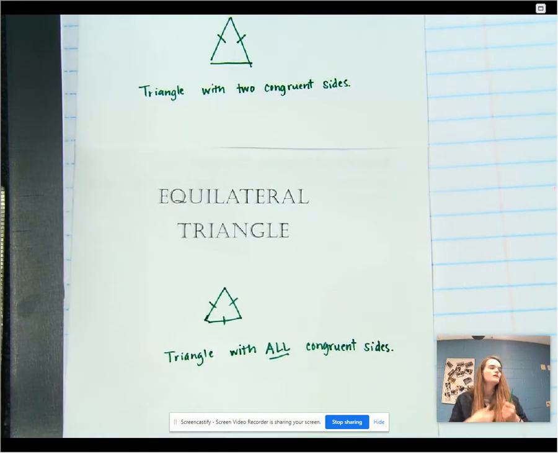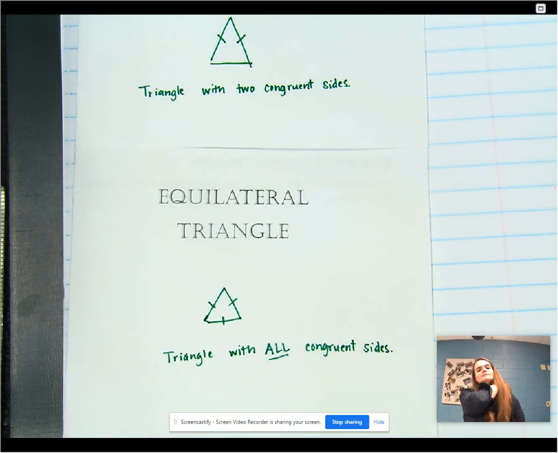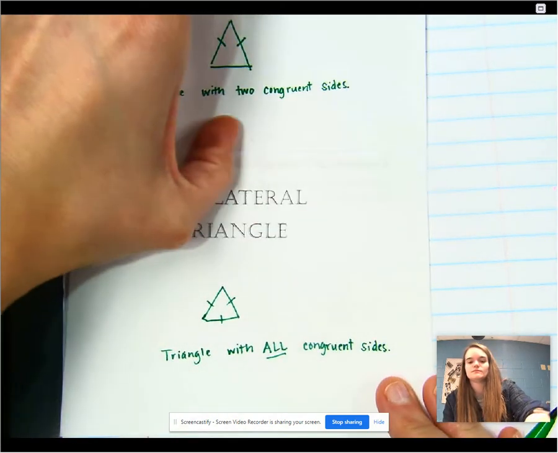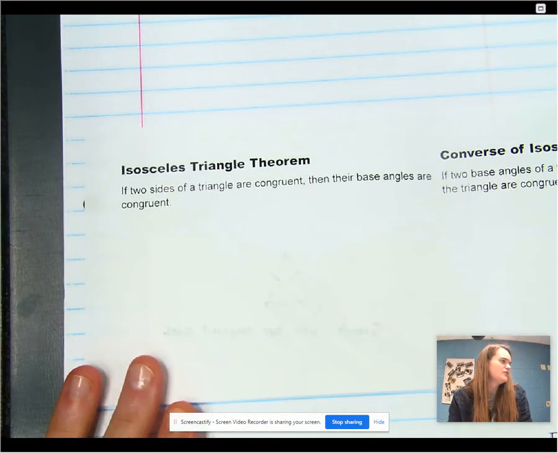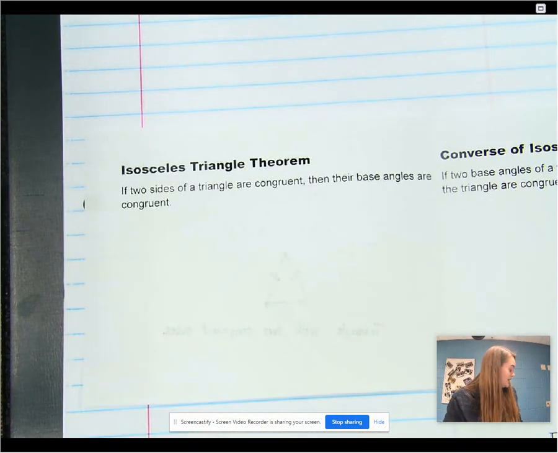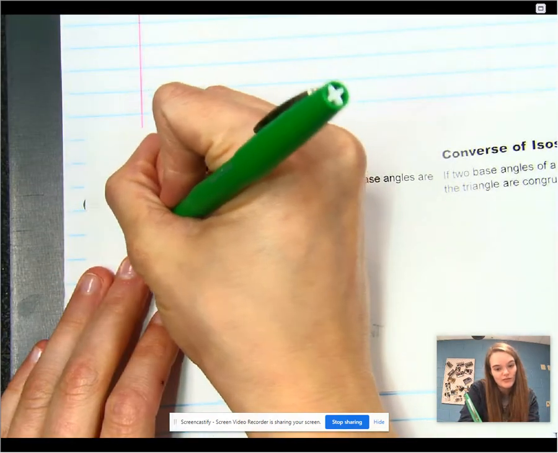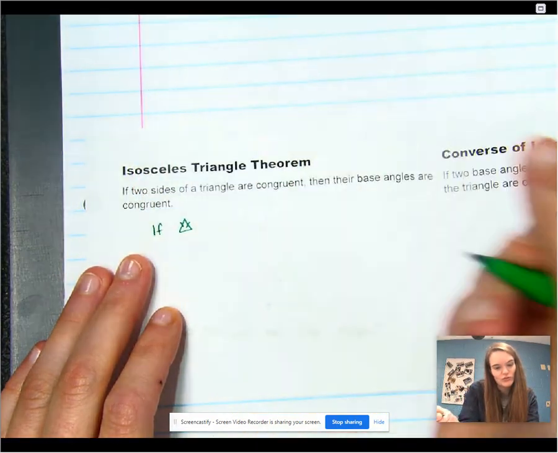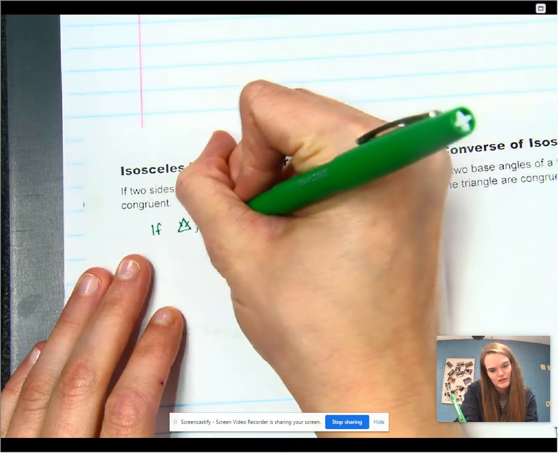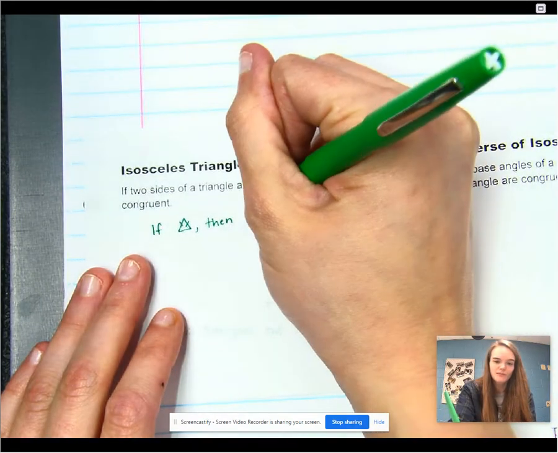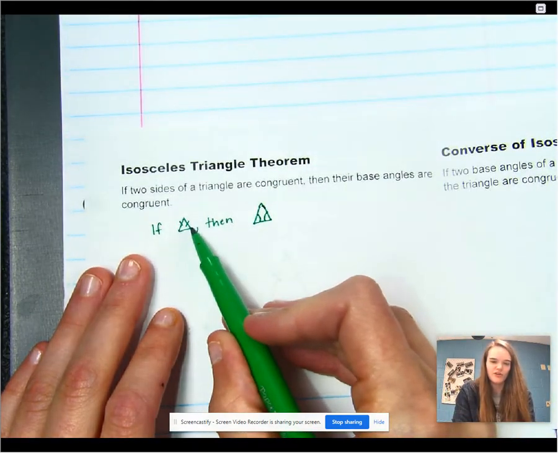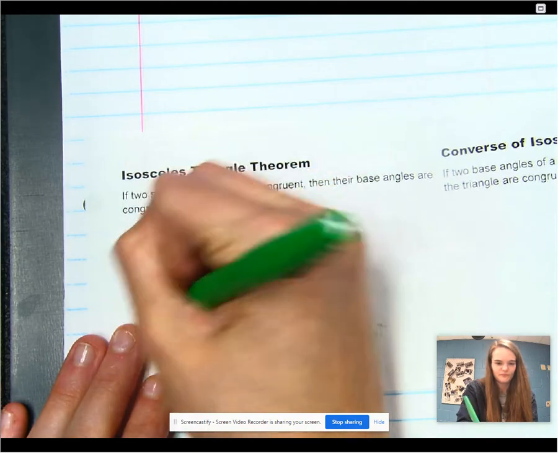Okay? Now that you got that, go ahead and open it up. We're going to talk about the theorems that go along with them. Okay, the isosceles triangle theorem says if two sides of a triangle are congruent, then their base angles are congruent. So if you have two sides congruent, then the base angles, the bottom ones, are congruent. Not necessarily the bottom, the angles down here that are not in between the congruent sides.